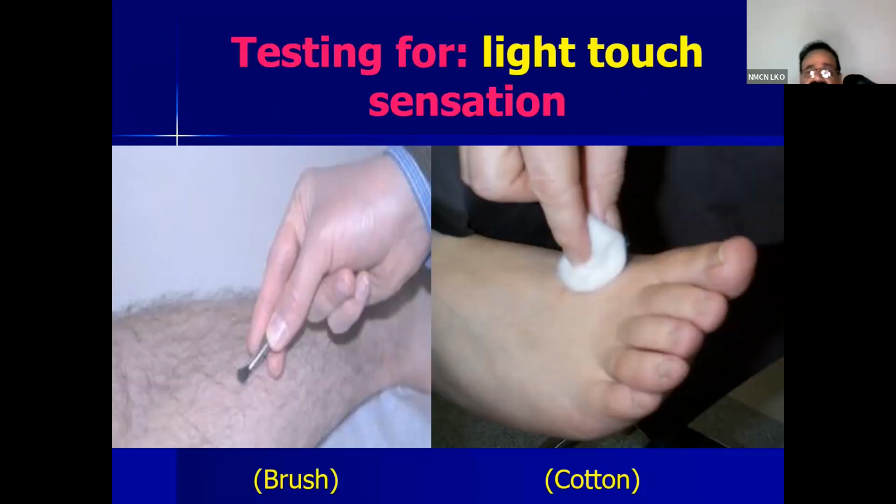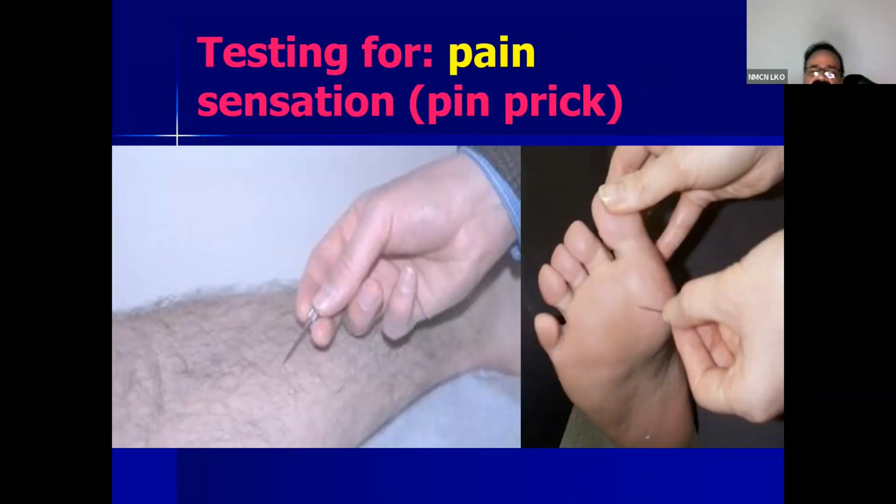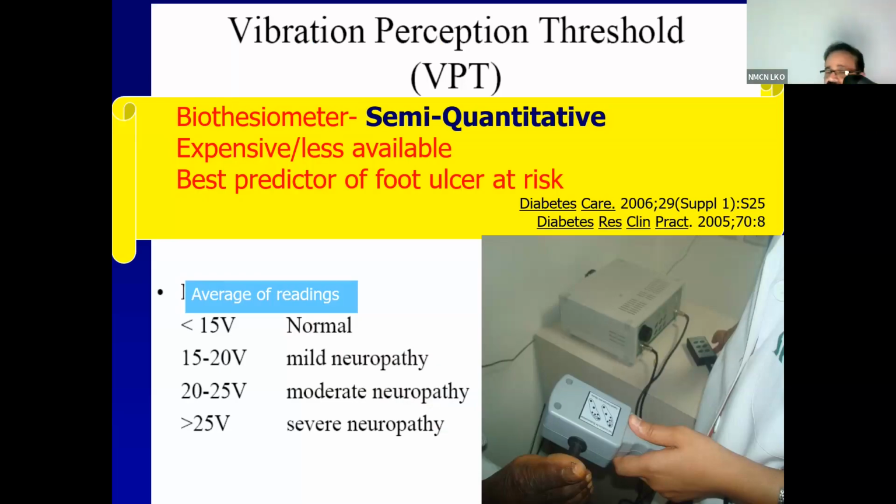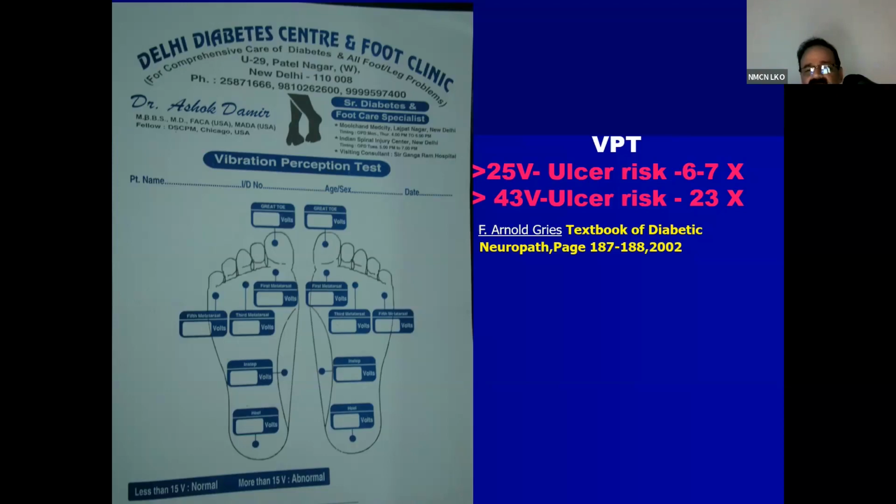Light touch can be found out with the brush or the cotton. This we have been taught. Then for pain, we have the pinprick method. For vibration, as I told you, the 128 hertz tuning fork is there. And this VPT, or vibration perception threshold test, is again a very important semi-quantitative way of finding out the vibration. This vibration is seen at 6 points on the plantar surface, 6 plus 6, and 2 at the dorsum of both feet, and sometimes on the medial malleoli also.